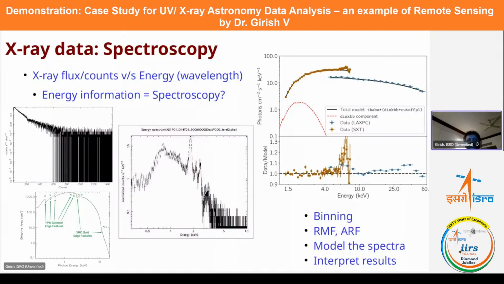These are the kind of information X-ray spectroscopy tells us. What is the maximum temperature there? What is the minimum temperature there? What kind of material is there, and whether there is fluorescence, etc.